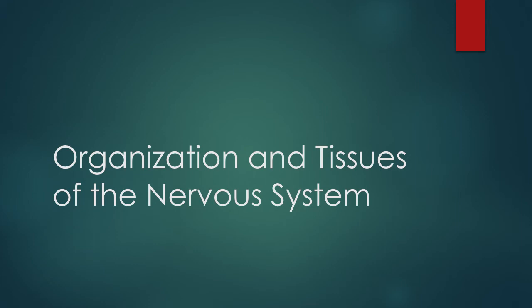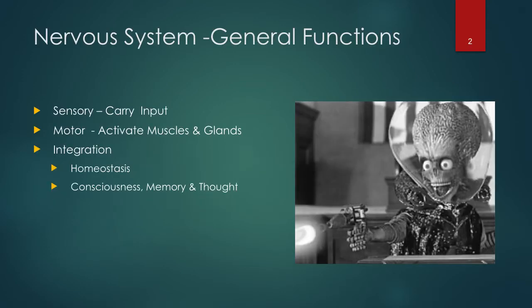All right, this is one of 3 short lectures to accompany Chapter 12 in the OpenStax Anatomy and Physiology textbook. Okay, there's a lot of material in these nervous system chapters, so I'm going to divide it up into 3 short lectures. This first one is on the organization and tissues of the nervous system.